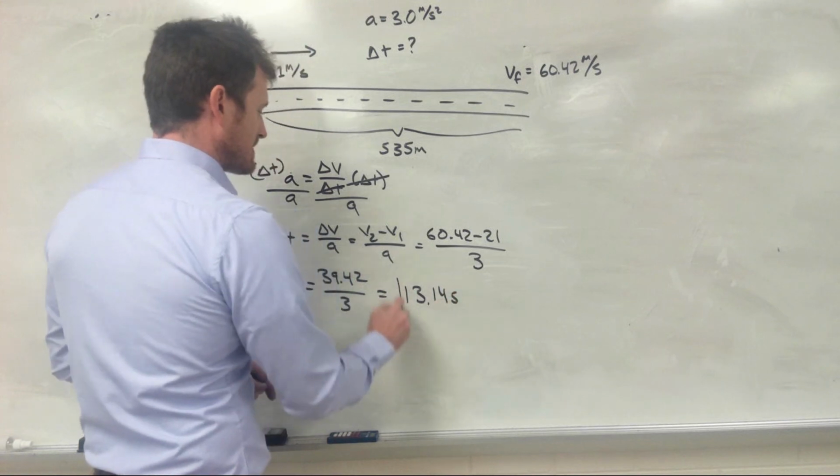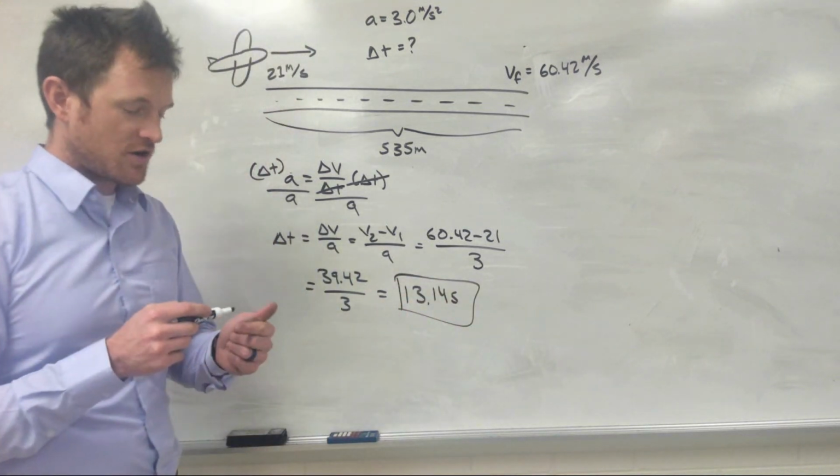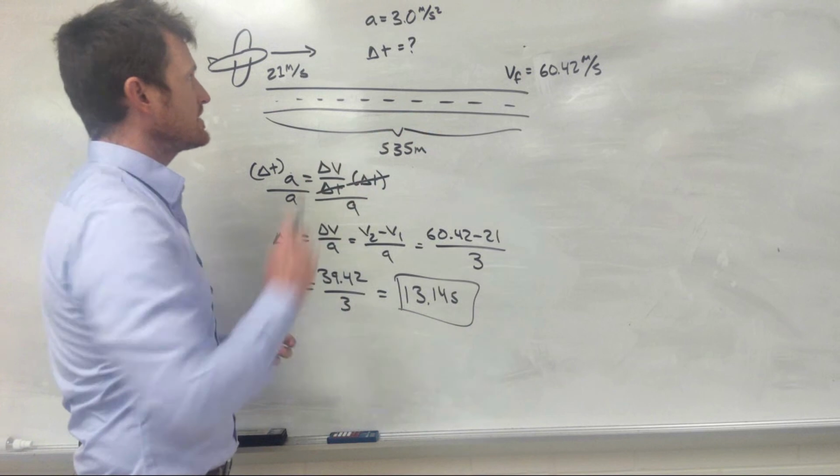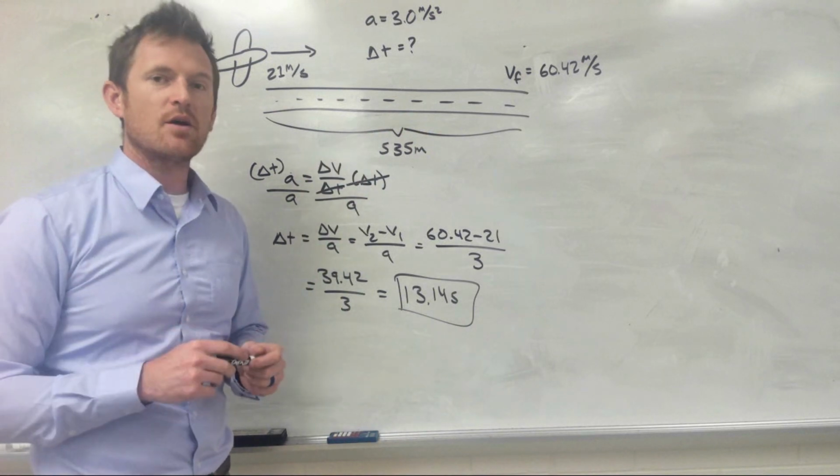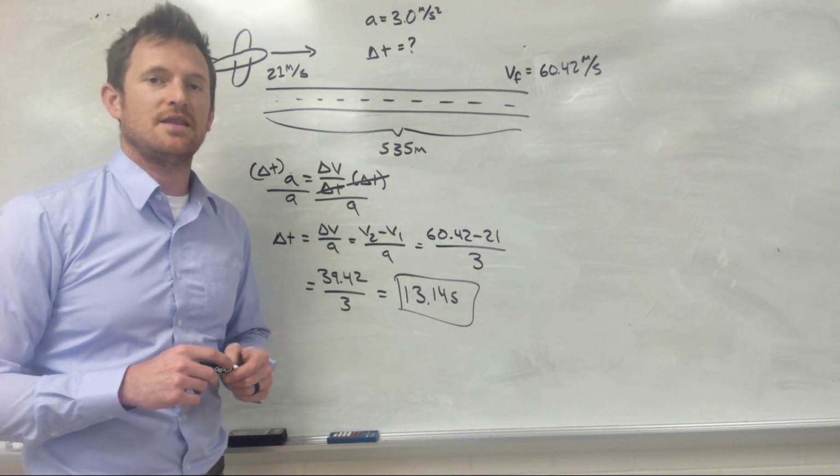13.14 seconds. And there we have solved for the final velocity of our plane at the end of the runway and how long it took the plane to get to the end of the runway.